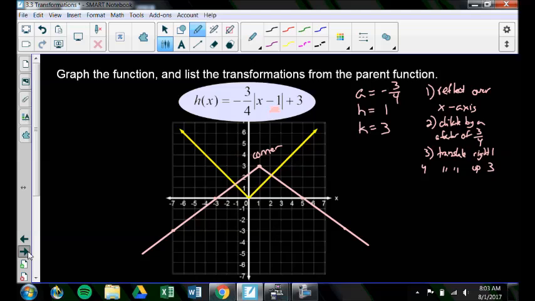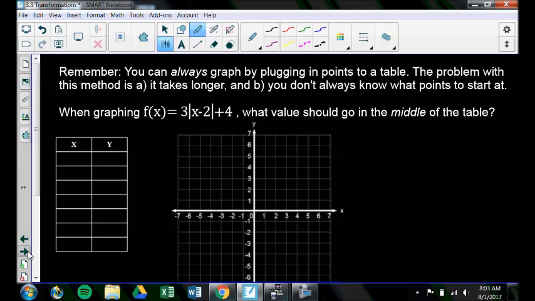We can explore these things with Desmos and with graphing calculator also. You can always graph by plugging points into a table. The tough part can be knowing where to start. That's where the whole plugging stuff into a table breaks down in this class. You don't always just want to do from -3 to 3. That might not get you the interesting stuff in the graph that you need, and by interesting I mean the vertex. It might not get you the critical points.